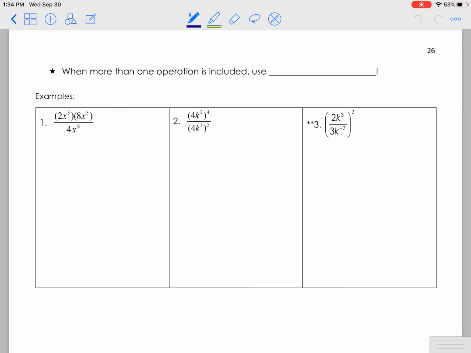Okay, so we might have more than one operation. Now we're going to be bringing in some of that multiplication piece. So when you have more than one operation that's included, we're going to use our PEMDAS, order of operations. So if I take a look at this, I got a lot going on.